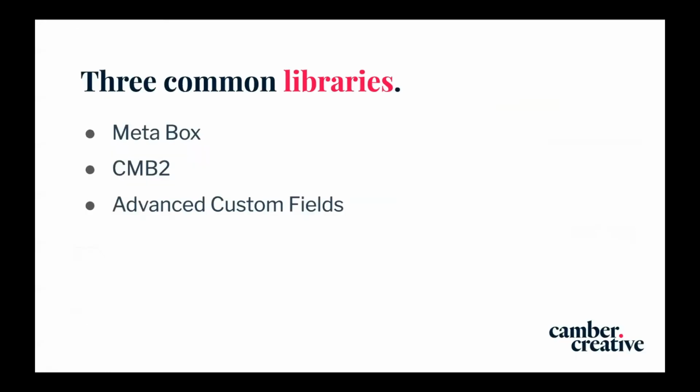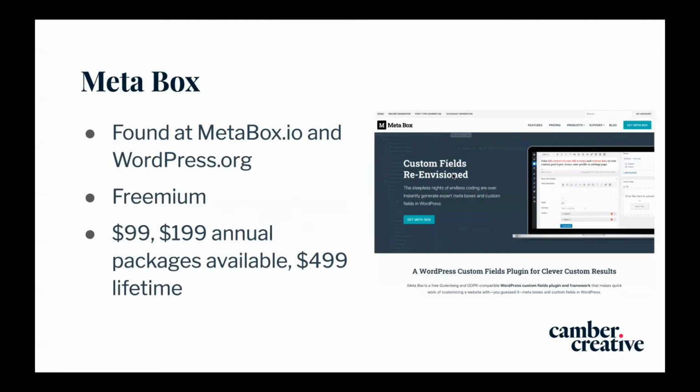So we're going to look at 3 libraries: MetaBox, CMB2, and Advanced Custom Fields. MetaBox can be found at metabox.io and WordPress.org. It's freemium, and it's quite useful in the free version. I'm pretty envious of the stuff in the paid version because there's some really neat stuff, but it is entirely useful in the free version. If you want to pay for it, it's $99 a year for a subset, I think 12 add-ons, $199 for everything they have, and $499 for a lifetime. And that's the one I'm looking at. That's their website right there.